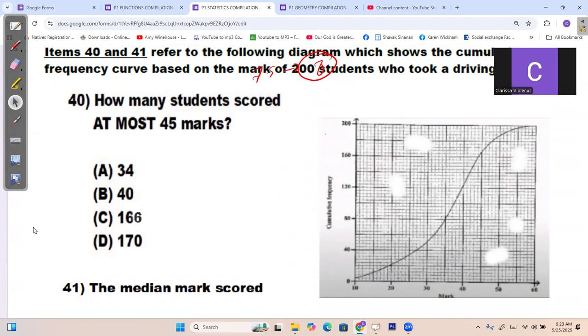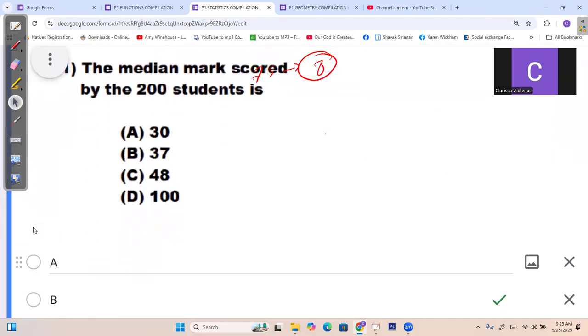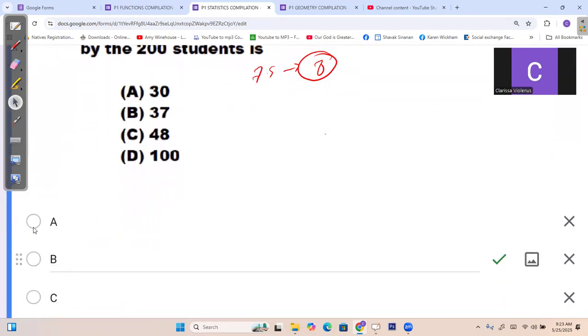So 100 will be here. So how much boxes across that is? 1, 2, 2.5. They look like 2.5 to me. So that would be 35, 36, 37 and something. So I would just pick 37 then. So I would just pick B. Yeah, 37.